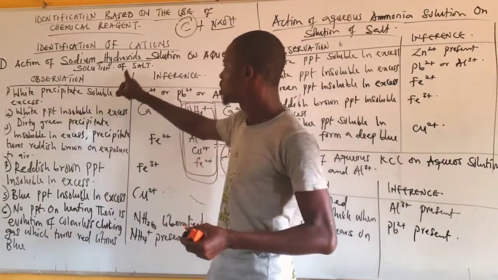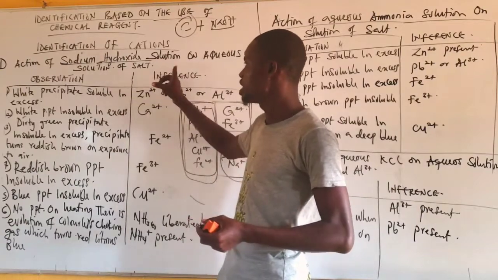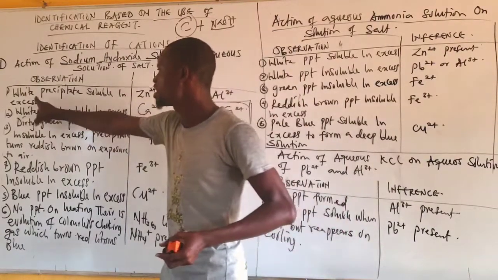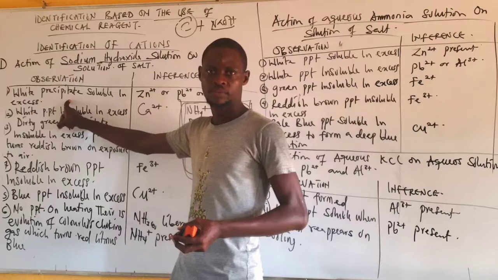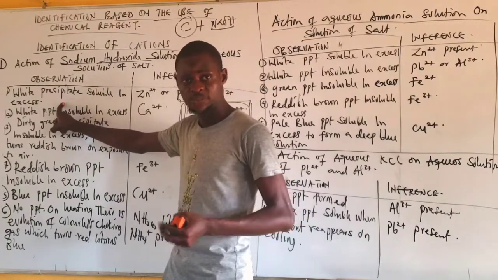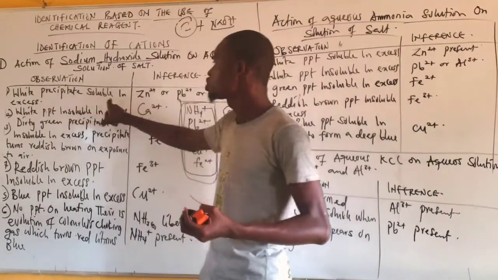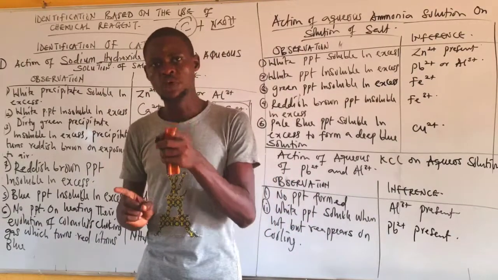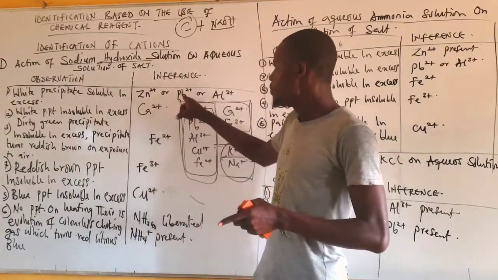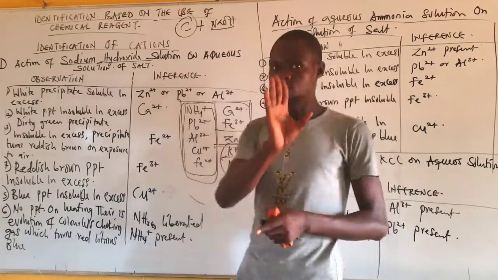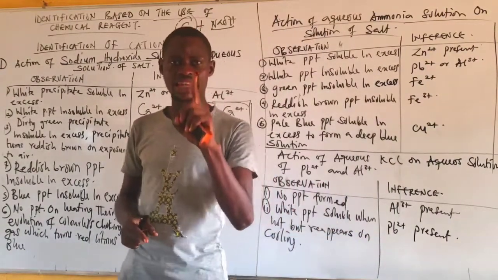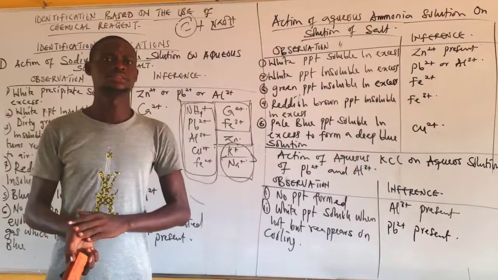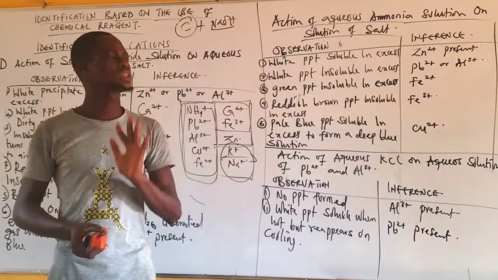Now, when you add sodium hydroxide solution to any of the aqueous salts, it forms a white PPT, that is a white precipitate, which is soluble in excess. If that precipitate that is formed is soluble, then zinc, lead, or aluminium is present. Zinc, lead, or aluminium is what? Present.